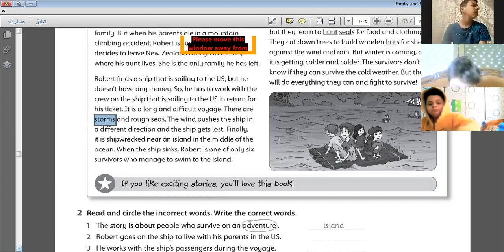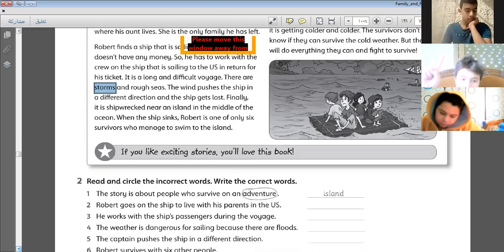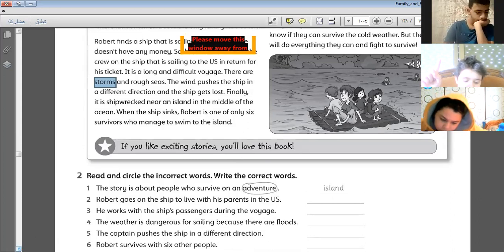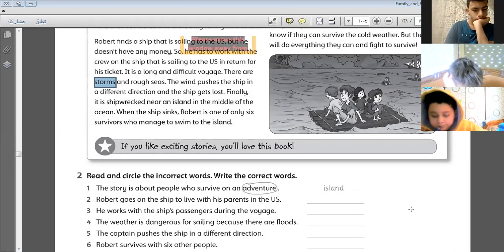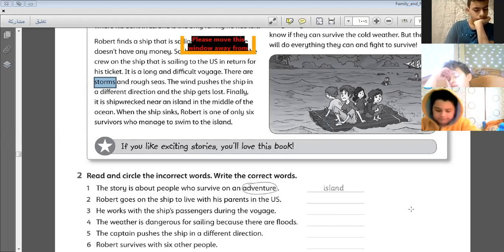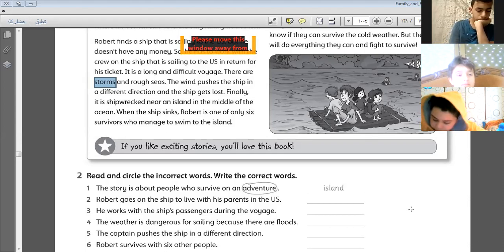Now let's go to number 5. So it says the captain pushes the ship in a different direction. Yes, Tariq, can you hear me? Yes, teacher. So, the captain puts the ship in a different direction. Teacher, we replace captain. Tariq, is there a problem with your audio? I can't hear you. Your voice is not clear.